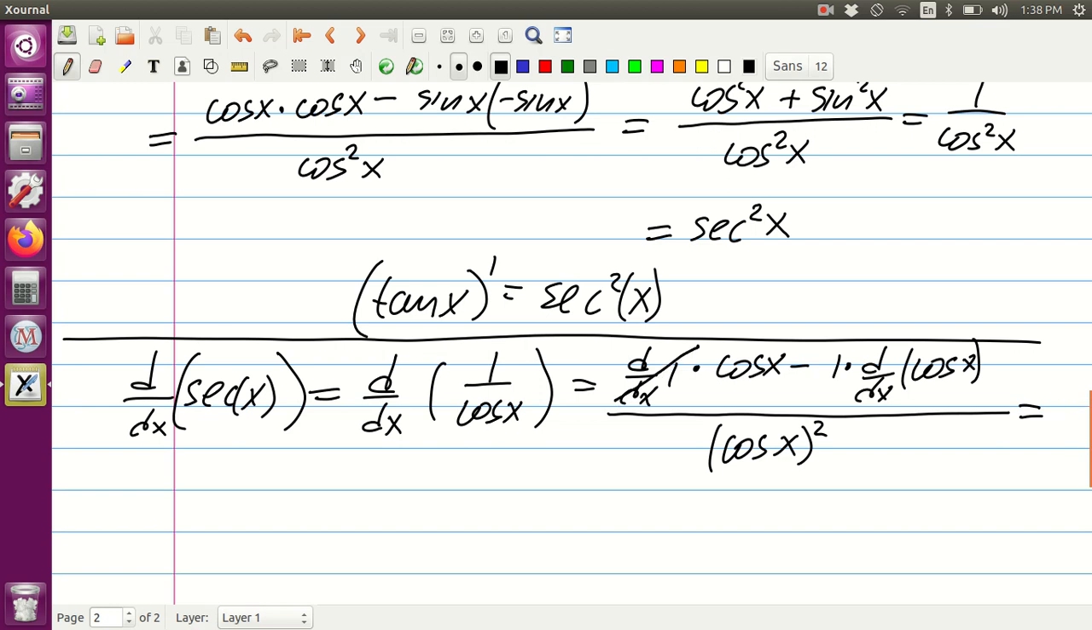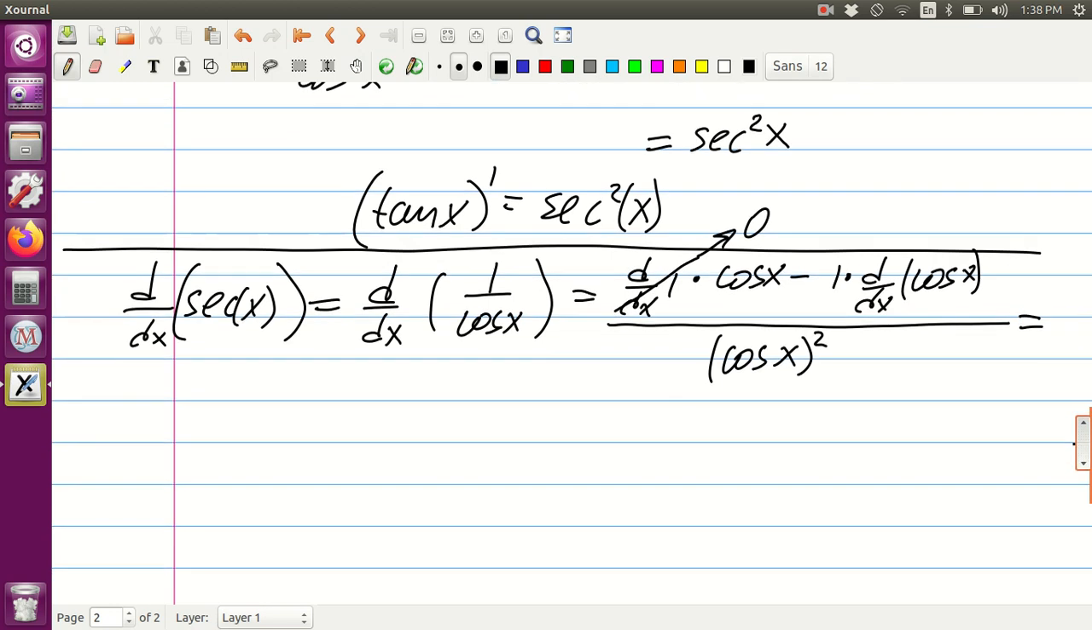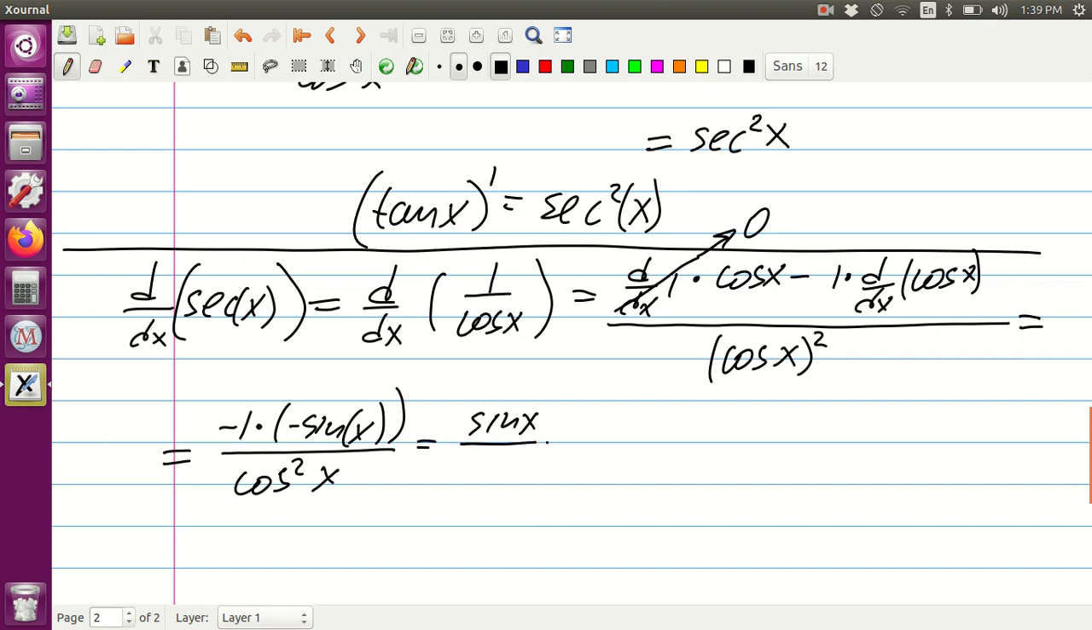We know that derivative of 1 is equal to 0. So the first part of the numerator will be 0. And the second part of the numerator will be negative 1 times negative sine of x. On the bottom, we get cosine squared of x. So minus 1 and minus sine will give us sine of x divided by cosine squared of x.